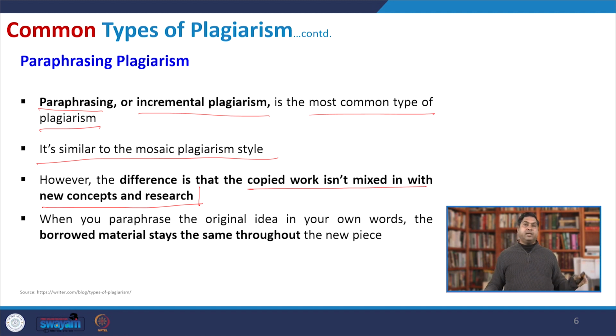That's called paraphrasing. In mosaic or patchwork plagiarism, we also include some new thoughts. The researcher who involves themselves in that kind of practice can include their own thoughts. When you paraphrase the original idea in your own words, the borrowed material stays the same throughout. So if you think you have changed the whole write-up which you copied from a particular paper, that is also not right, and it will not change anything in terms of paraphrasing plagiarism. If it is borrowed, then even after paraphrasing the content is plagiarized. So this is another common type.